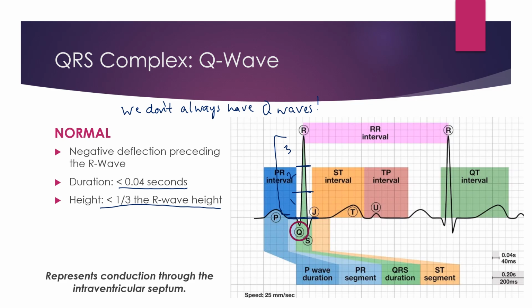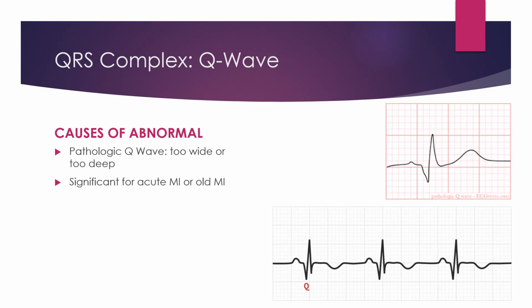It does represent conduction through the intraventricular septum. So just know that, all right? And this would be normal. And it's also normal in certain views to just not be able to see them, okay?